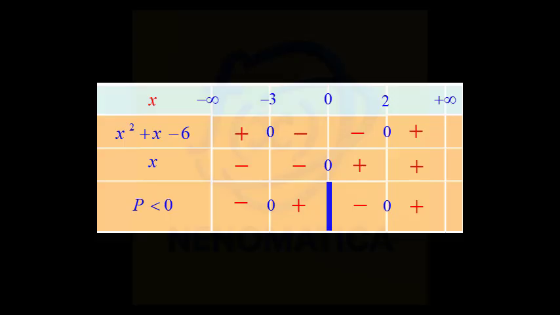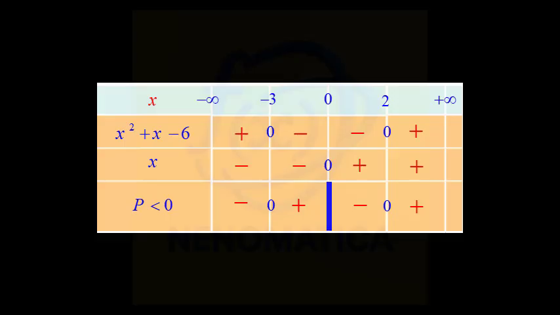The denominator x is negative left of 0 and positive right of 0, with 0 at 0 indicating undefined for the full expression. Combining signs gives p of x negative on negative infinity to -3, and on 0 to 2, positive on -3 to 0, and on 2 to infinity.